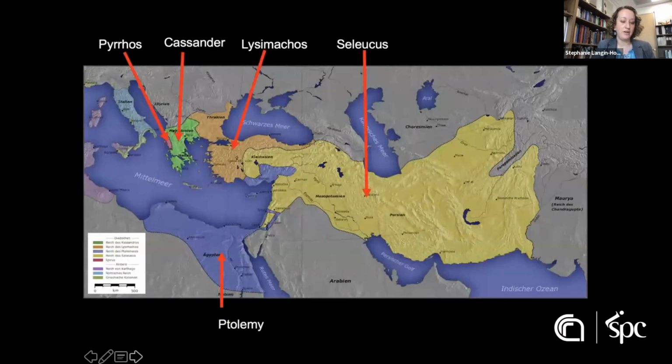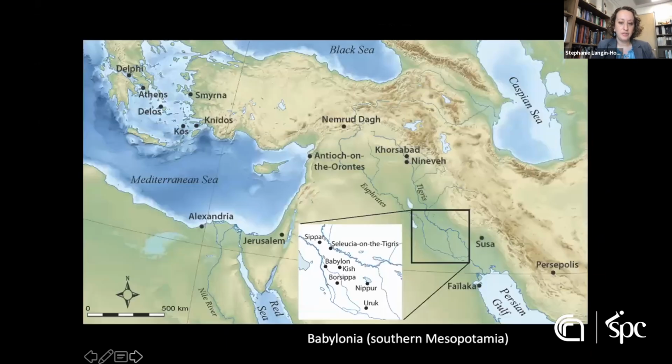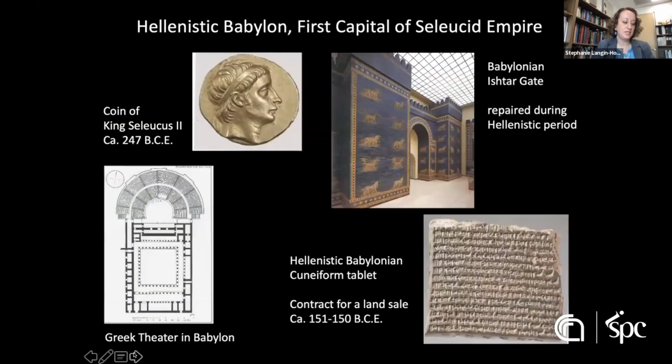It then became the heartland of the Seleucid kingdom for about 2 centuries. And there's the box right there: Babylonia, blown up with some of the major cities. And the influence of Greek art and Greek culture persisted in the region from the beginning of the Seleucid kingdom through the conquest of the Parthians in 141 BCE and later.